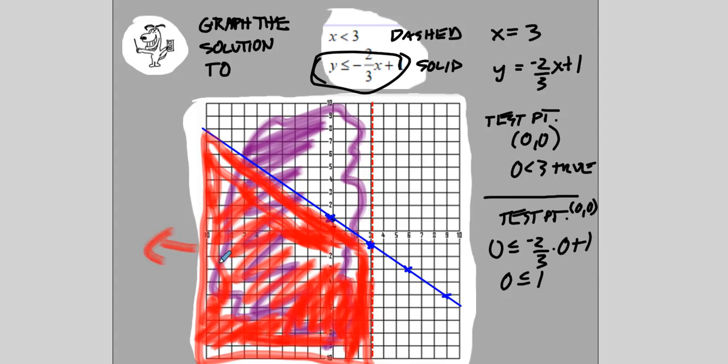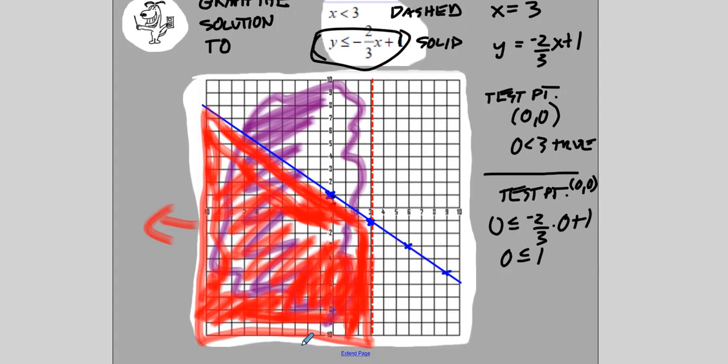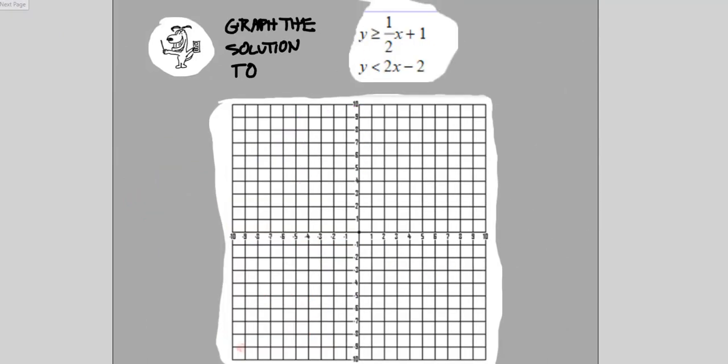Remember, this graph goes forever in those directions, but it is stopped here by the vertical line. So our final solution is that trapezoidal area. Well, actually, again, it goes forever. So on our graph it looks like a trapezoid, but actually it goes forever down and to the left. Okay, another example.